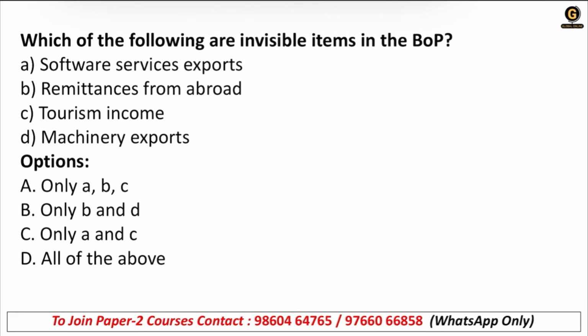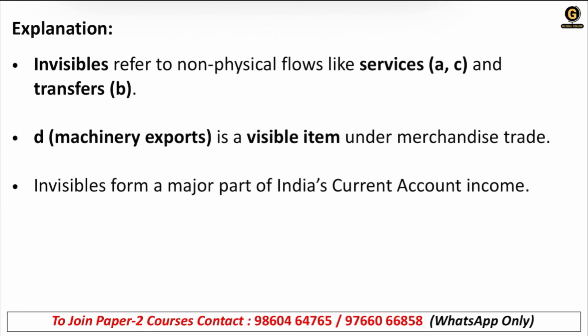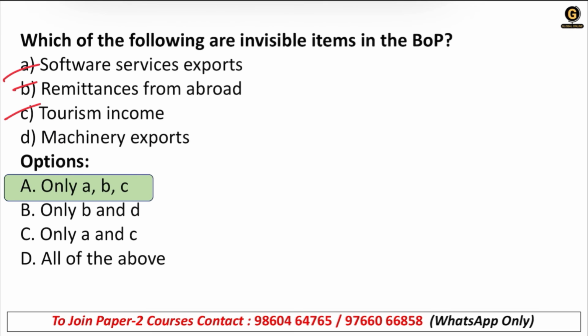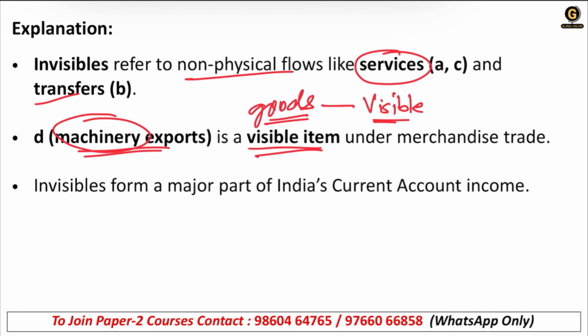Correct. Next, which of the following are invisible items in the BOP? Software services exports, remittances from abroad, tourism income, machinery exports. Right answer is ABC. Invisible refers to non-physical flows like services. Invisible means services and visible means goods. D, machinery exports, is a visible item. Obviously, it is a good, and goods are visible, and the question is about invisibles. That is why machinery exports are not considered. Invisibles form a major part of India's current account income, not the capital account.